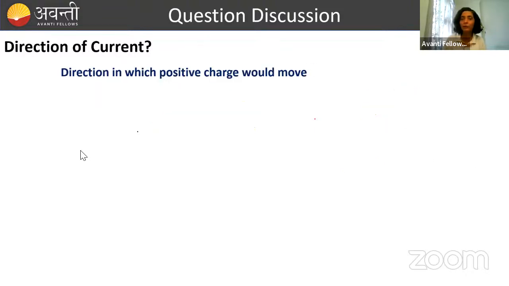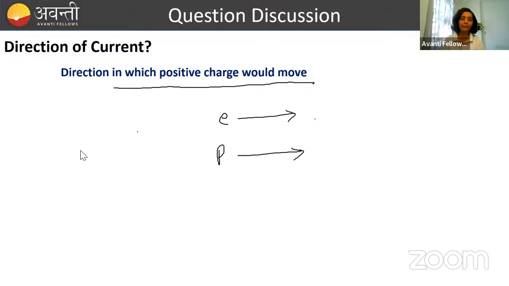Next is the direction of current. The direction in which positive charge would move gives the direction of current. Suppose you have an electron and a proton, both moving in the forward direction. In the proton case, current flows in the forward direction, because current direction is the direction in which positive charge flows. The electron is a negative charge flowing towards the right, so current will flow towards the left. You all must be aware of this. The SI unit of current is ampere.